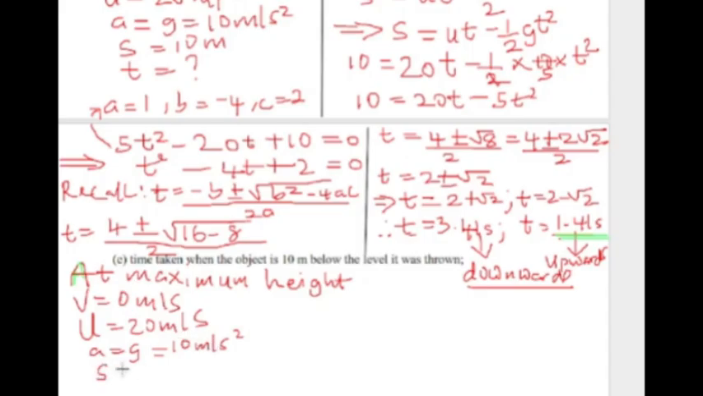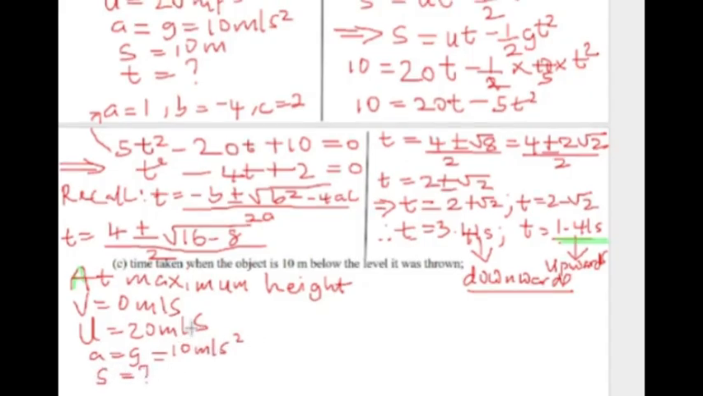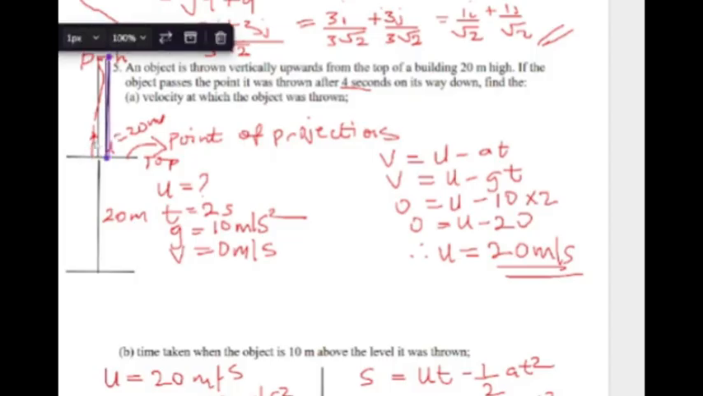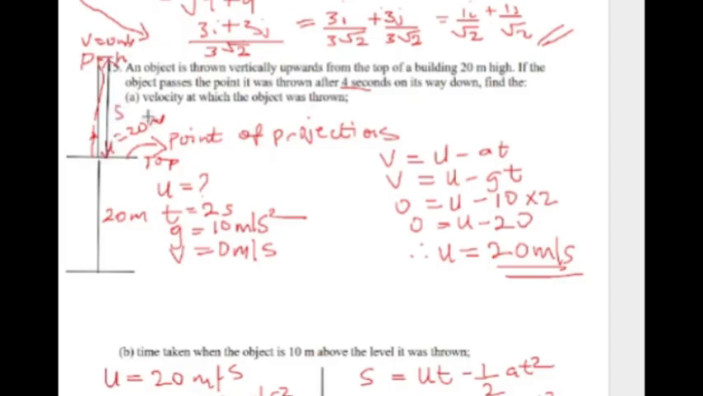Now we are looking for x. X is unknown. Now let's illustrate it. It was projected from this point with a velocity u of equals to 20 meters per second. This is the velocity of projection. Now, by the time the object gets to the maximum height h, its final velocity is 0 meters per second. So we are calculating the height from this point to this point. We want to know this height. That's the maximum height x.